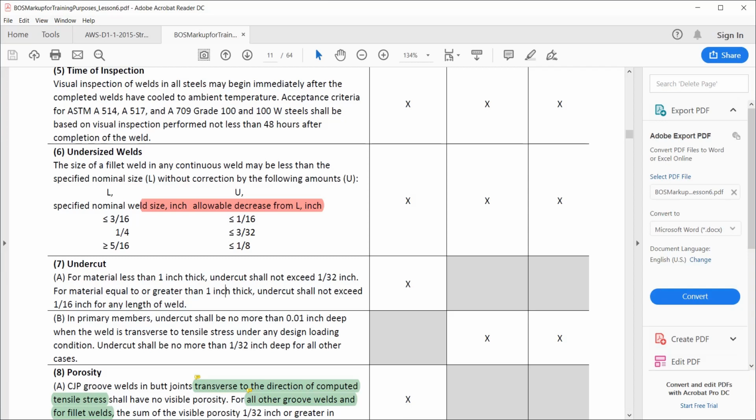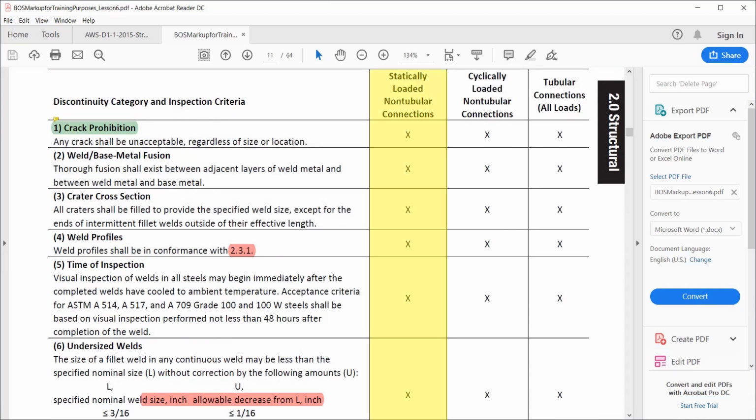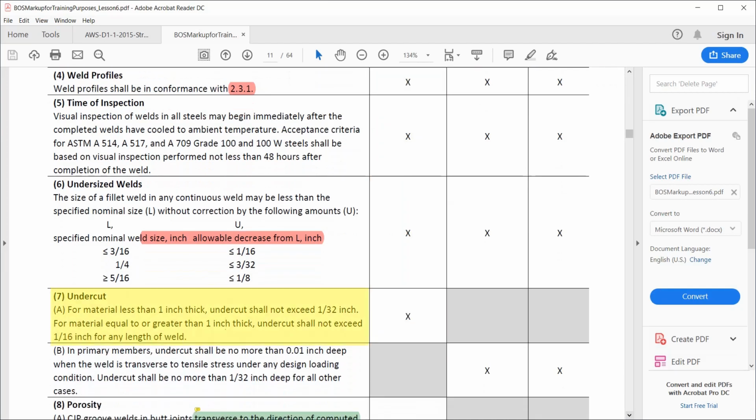So undercut, this is the first one that we get to that only applies to a specific category. Go up here. It lines up with statically loaded non-tubular connections. That information will be given to you in a question. This is the only condition that applies. Material less than 1 inch thick, undercut shall not exceed a 32nd. For material equal or greater than 1 inch, it shall not exceed a 1/16 for any length of weld. Now if you're someone that's used to using D1.1 and you know what it says, understand this is different. You've got to look these things up when you're taking your test.